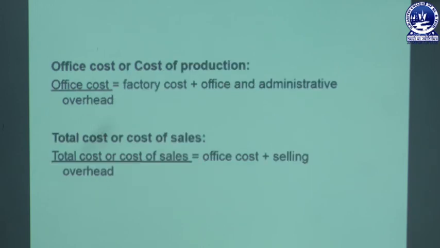Then the next one is cost of production. If we add the factory cost with office and administrative overhead, then we can find the office cost. So factory cost plus office and administrative overhead is the office cost. Then the total cost, which is also known as cost of sales, can be arrived at by taking the office cost or the cost of production with selling and distribution overhead. So this is our complete component of total cost, or calculation of total cost.